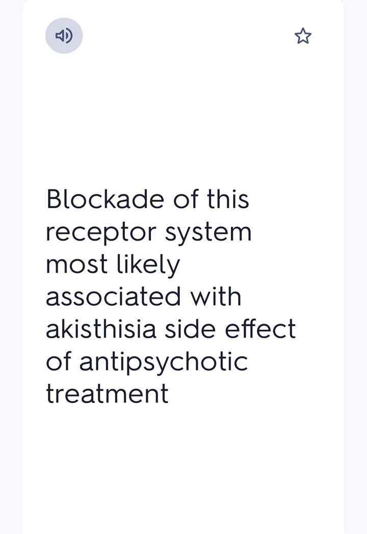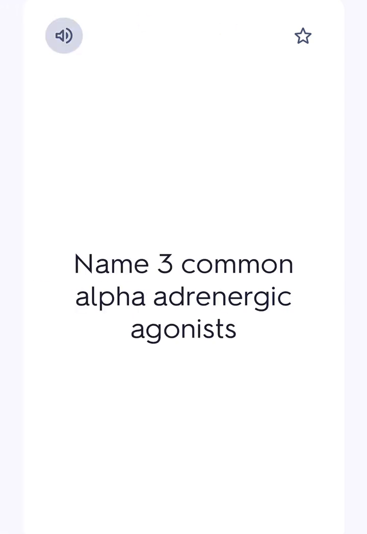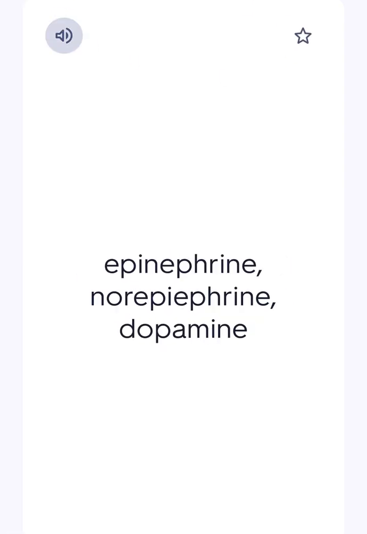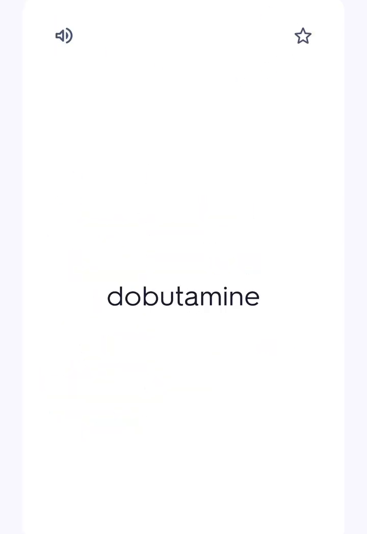Blockade of this receptor system most likely associated with akathisia, side effect of antipsychotic treatment. Dopamine. Name 3 common alpha-adrenergic agonists. Epinephrine, norepinephrine, dopamine. What is a common selective beta-1 adrenergic agonist used for the treatment of cardiogenic shock or heart failure? Dobutamine.